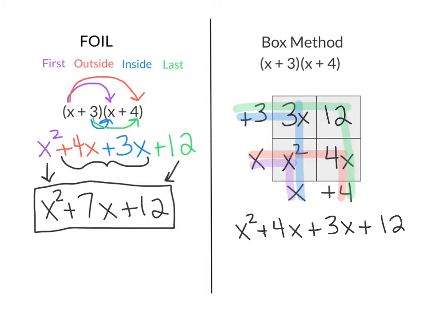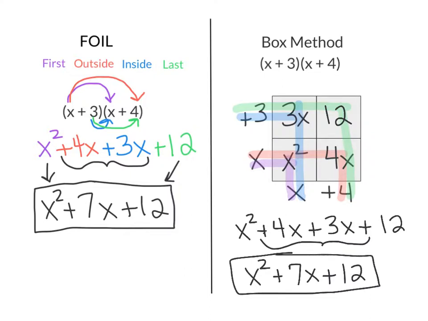And I have to ask myself again, are there any terms that I can combine? So I noticed here in the middle that my x's I can combine. So I bring down an x squared. I combine 4x plus 3x, which is 7x. And then I bring down my 12. And again, you can see that this simplified answer is the same as what we had on the left side. So either method works.